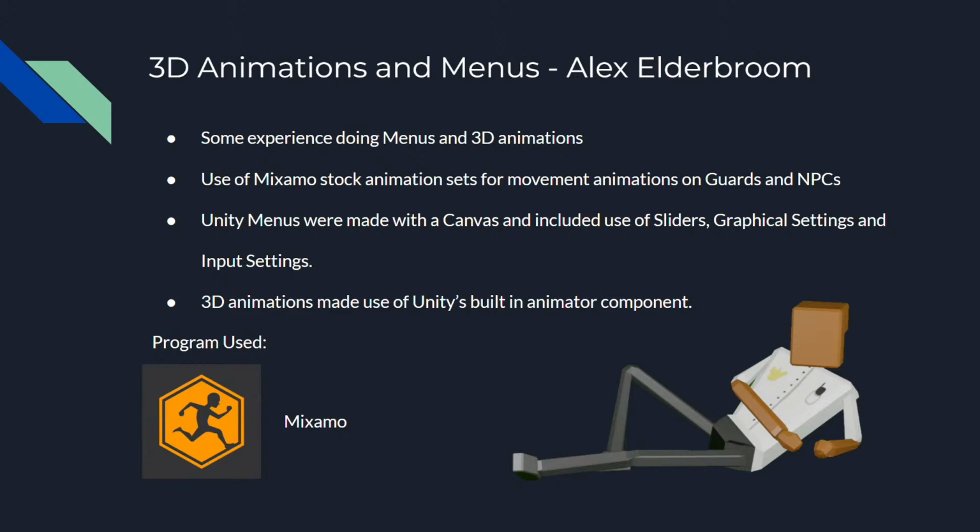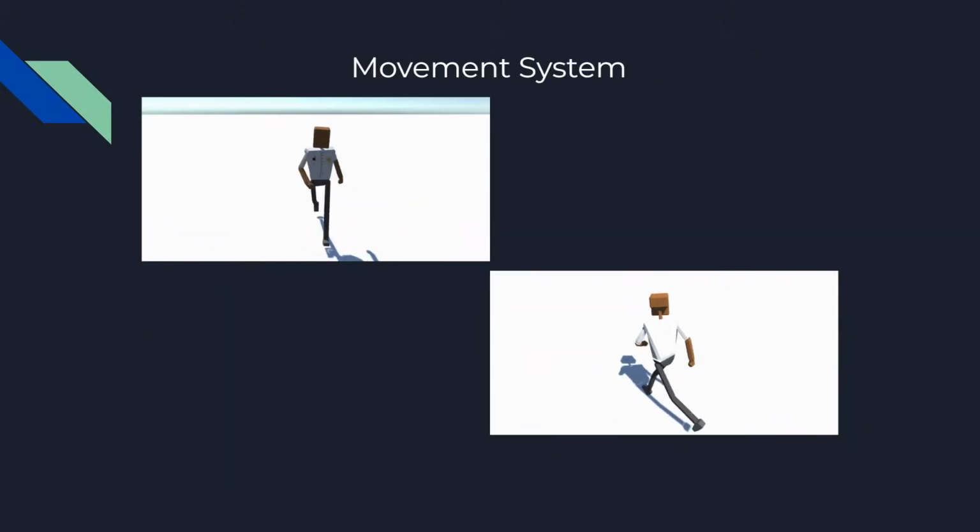So if the guard, for example, would take a left turn, it would trigger a left strafing animation or a right strafing animation, depending on what it was doing. And then for the Unity menus, I basically came up with a concept of what it should look like, then we implemented that. There's some examples.